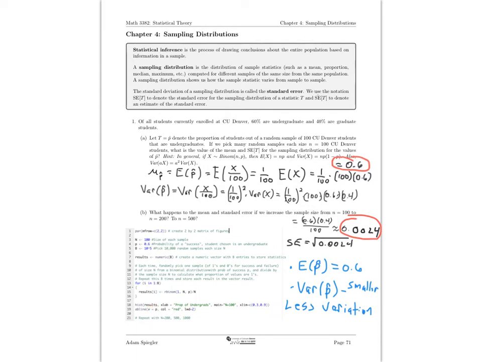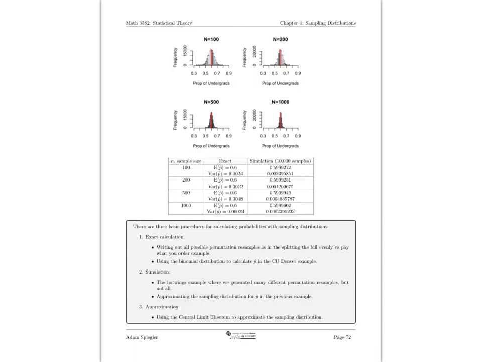So this code is posted up in Canvas so you can play around with it. And then what we can do is just change our sample size from 100 to 200 to 500, 1,000, etc. So let's see what that looks like. Here we've got 4 different plots. This is the sampling distribution for the proportion when n is 100, 200, 500, and 1,000.